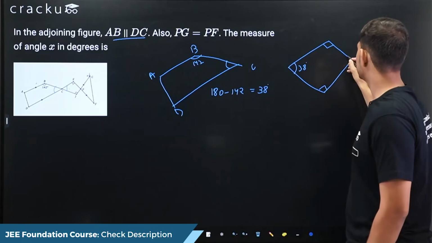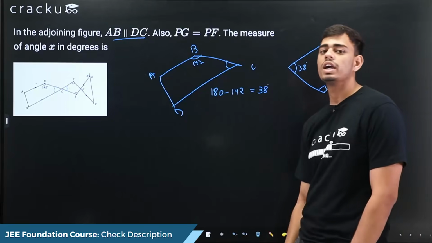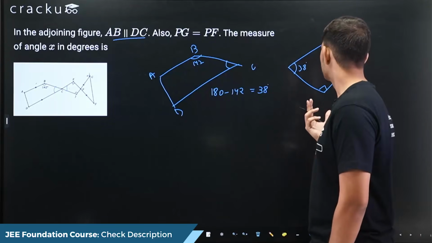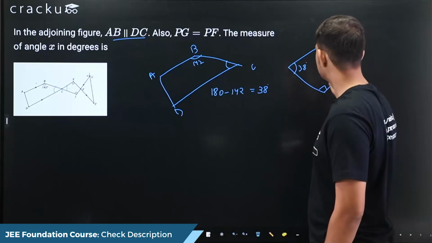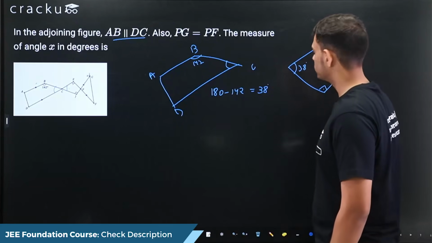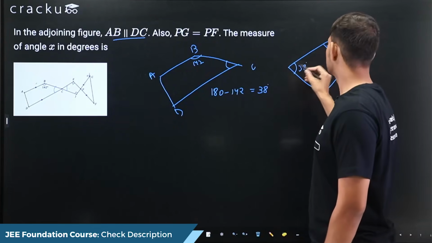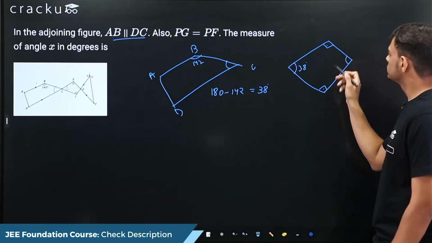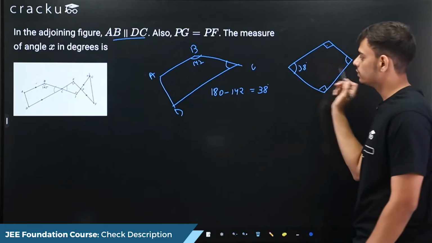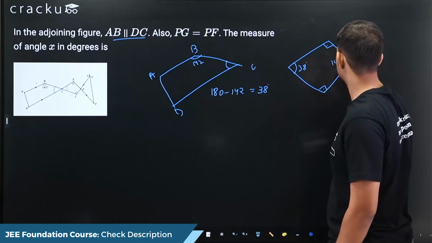I can easily calculate this because the sum of all interior angles in any quadrilateral sums up to 360 degree. Two angles are 90, so they sum up to 180 degree. The other two must also sum up to 180 degree. Then this will be 180 minus 38. This is nothing but 142 degree.